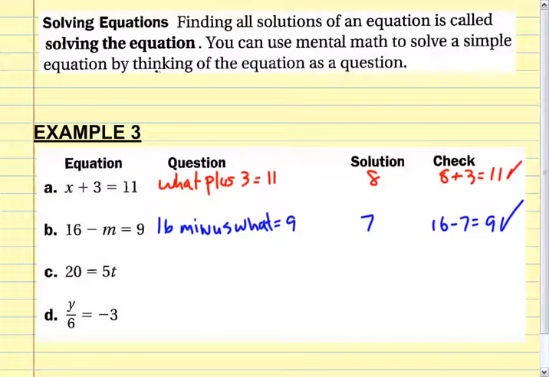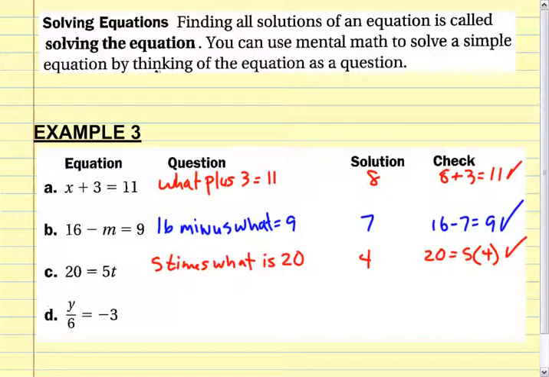20 equals 5t. Elizabeth, what's it asking? 5 times what is 20? Well, 5 times what is 20, Elizabeth? 4. Well, let's plug it in. 20 equals 5 parentheses 4. Do you see why I need to put parentheses between the 5 and 4? Because if I didn't, it'd look like 54, right? That's the only reason I need it. 5 times 4, does that equal 20? Good. This is just mental stuff, all right?